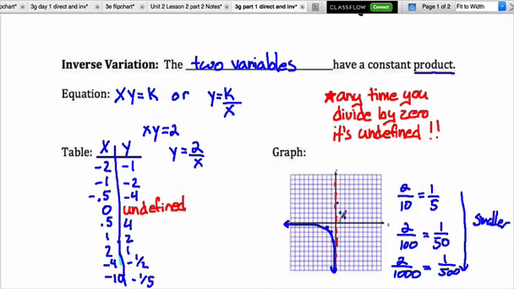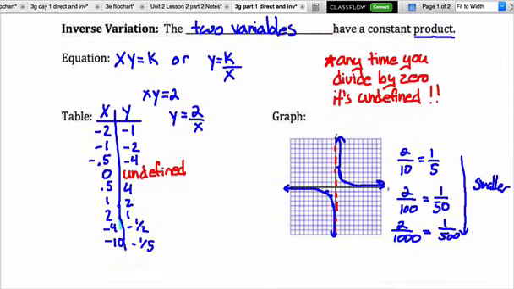Same over here. I could plot some more points in here, like positive 10. If I were to put a positive 10 in here, well, 2 divided by 10 is 1/5. So over here at 10, I'd be at 1/5. So it's going to do the same thing. It's going to come really close to these axes without ever crossing them. So every time you have an x in the denominator, this is what you're going to end up with. This is an inverse variation, and it looks like these little curves that are going the opposite direction like that.